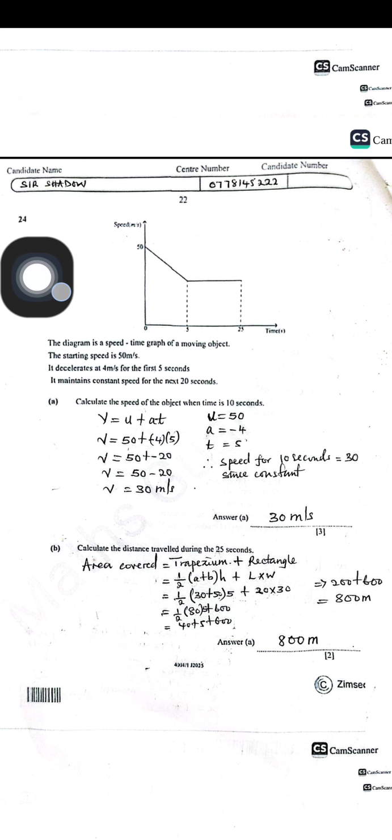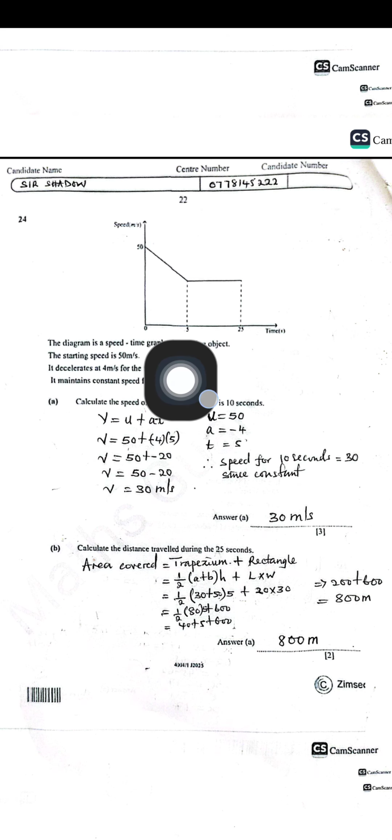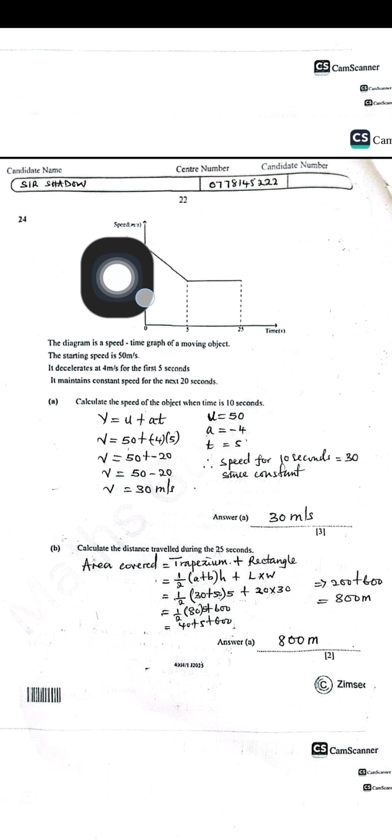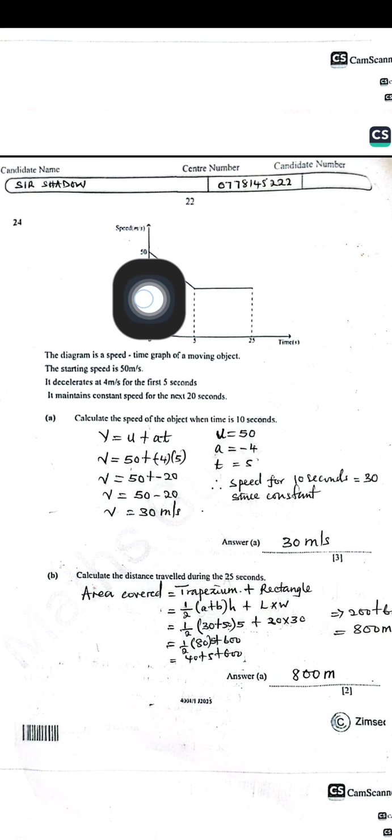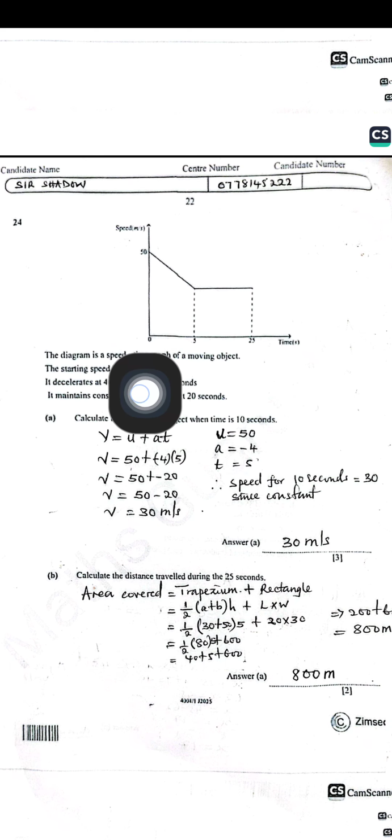In this case, we are given this diagram. Here is the speed. Let me zoom in on the speed. Here is the speed in meters per second. So we have 50 meters per second.